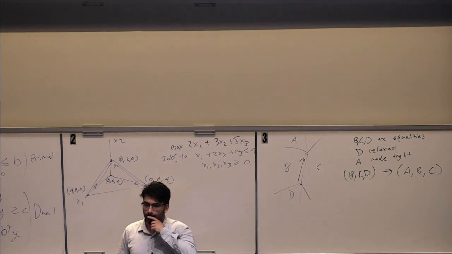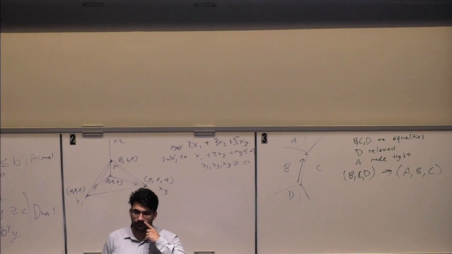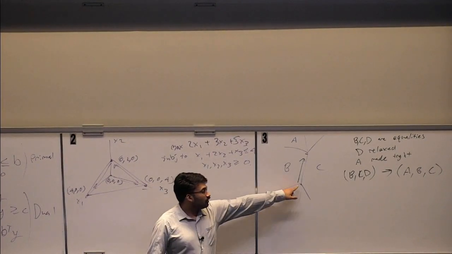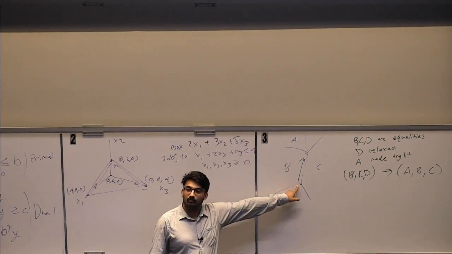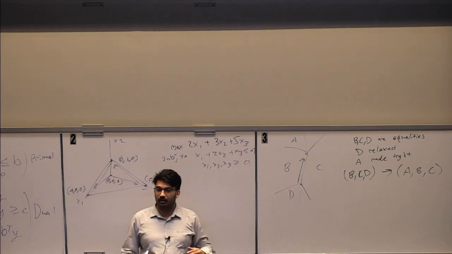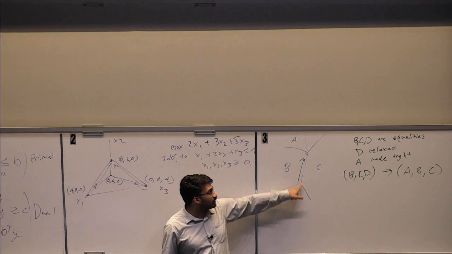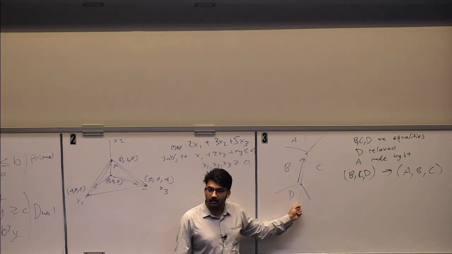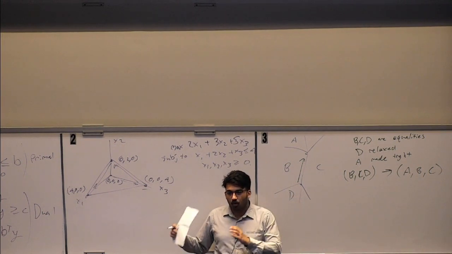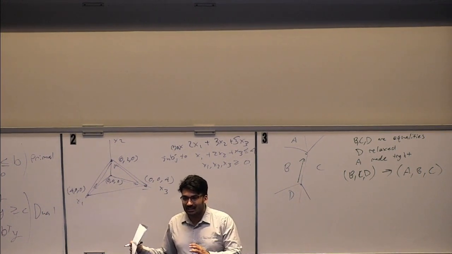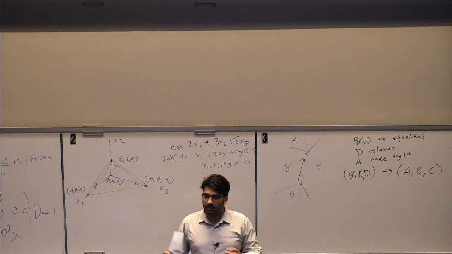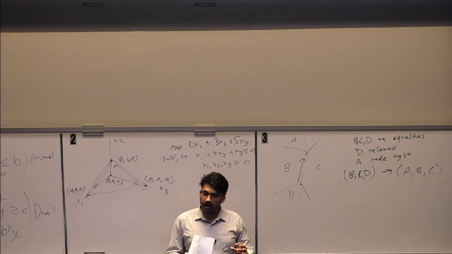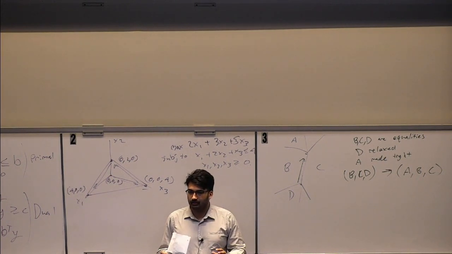Right. If you're at this point, you have satisfied all three planes. You're on all three planes simultaneously. You agree? Now, if you're moving from this point to this point, you are on the planes B and C, but you're not on the plane D. So the equation corresponding to D is going to go from an equality to an inequality. You'll still satisfy it as a constraint, but it won't be tight.